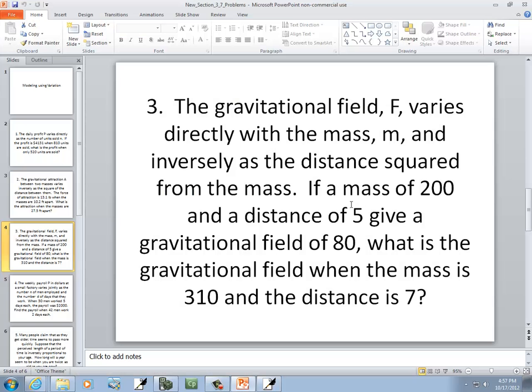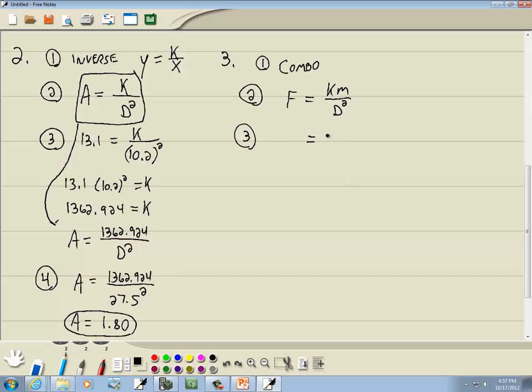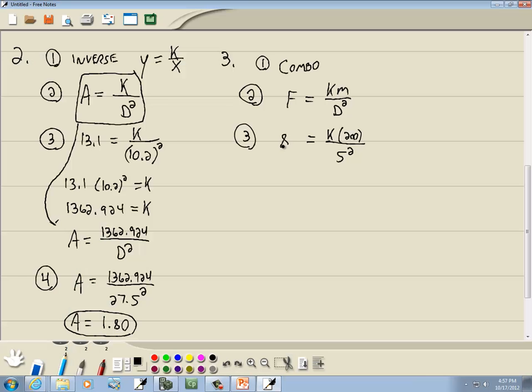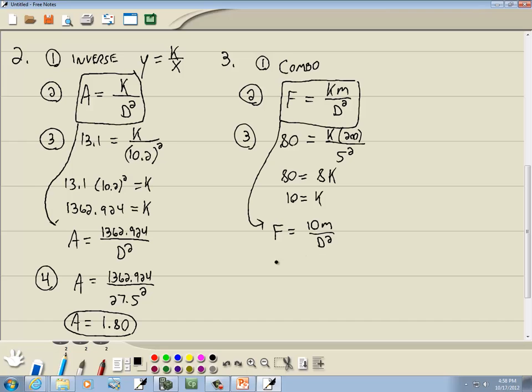Step 3, look for your one example. It says if a mass of 200, so they're telling us m is 200, and a distance of 5, so d is 5, so we've got 5 squared, give a gravitational field of 80, so F is 80. Now we want to solve this. Now 5 squared is 25, 200 divided by 25 gives us 8, so this will be 8k. Divide both sides by 8, and you get k is equal to 10. We then want to plug that into our formula. So plug that in here. So we got F is equal to 10m over d squared.